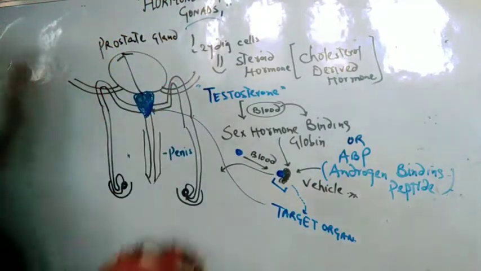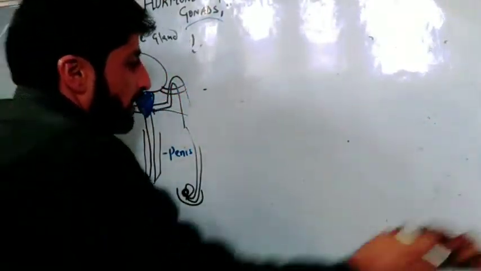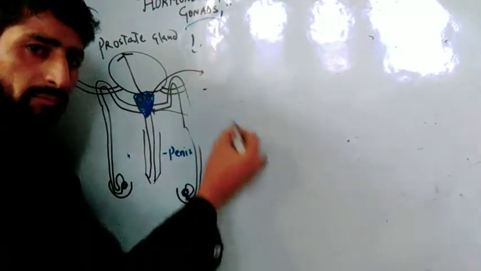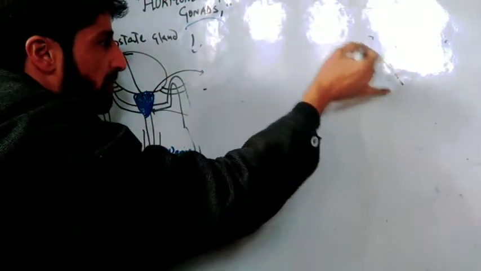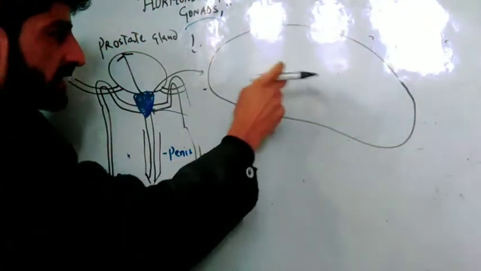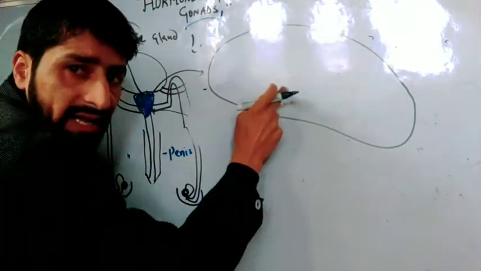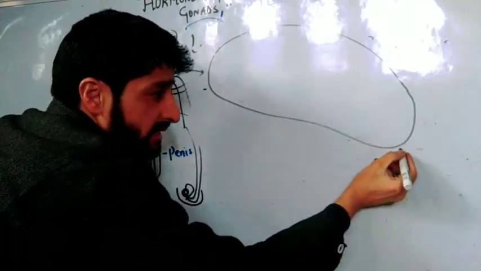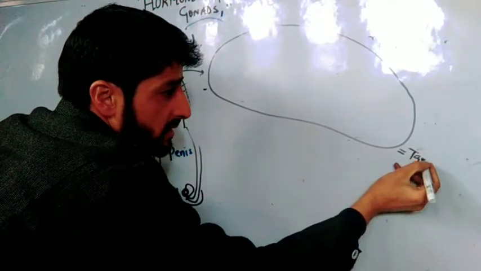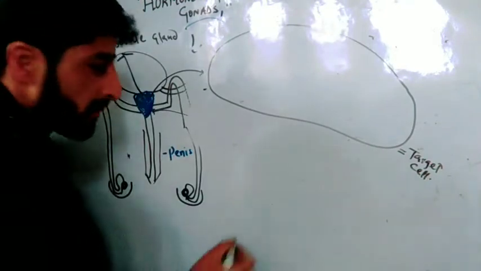What I told you right now is that, let us suppose, I will take out any one cell of the prostate gland. This is any one cell of the prostate gland. What happens is that this is a cell of the prostate gland, but this is actually the target cell. This is the target cell for testosterone.